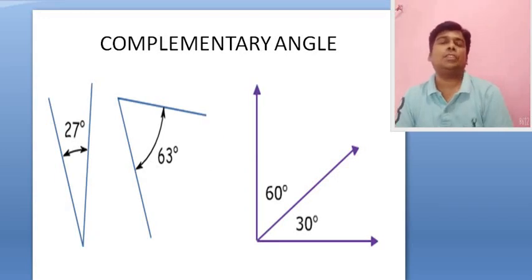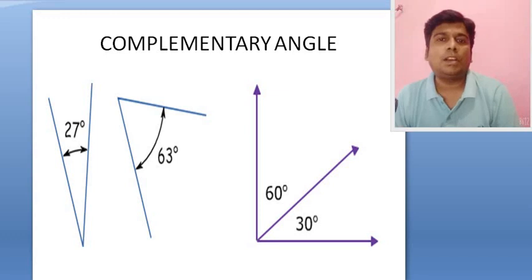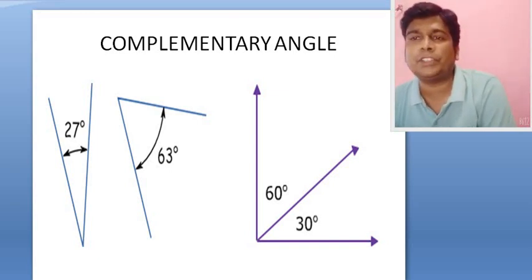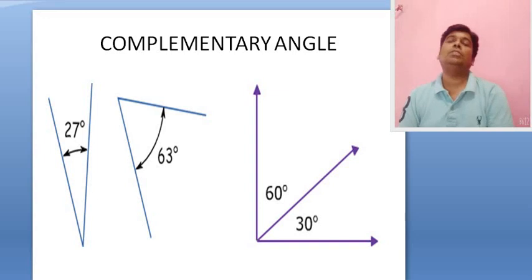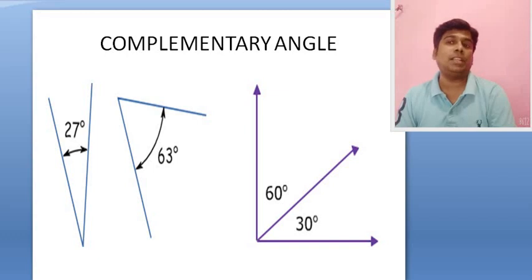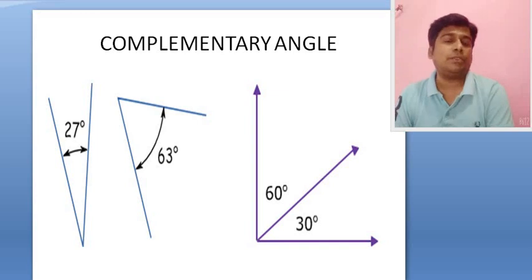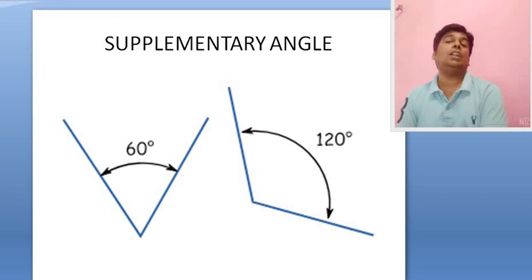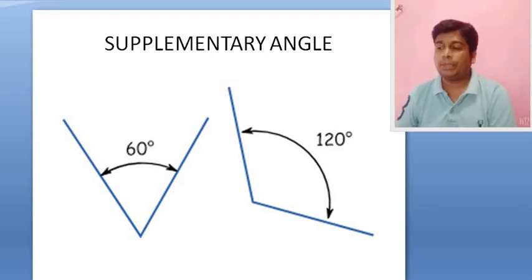Next is complementary angles. Two angles are said to be complementary if the sum of the measurement of these angles is always 90 degrees. So when we add 63 degrees plus 27 degrees, we get 90 degrees, or a second example, 60 degrees plus 30 degrees, 90 degrees. So a pair of angles is always taken for complementary angles, and if the sum of their measurement is 90 degrees, then it is complementary. In the same way, supplementary angles: a pair of angles when added together, when the sum of their measurement is 180 degrees, is called supplementary angles.